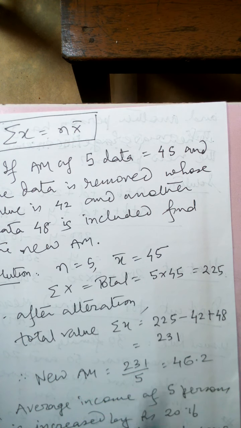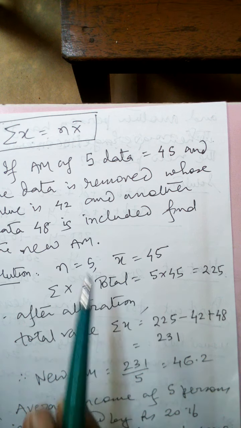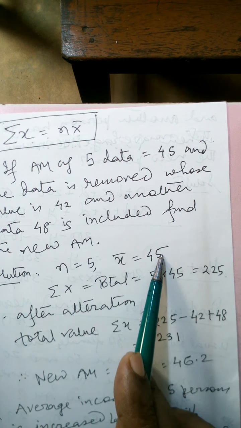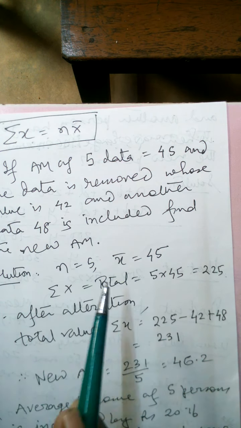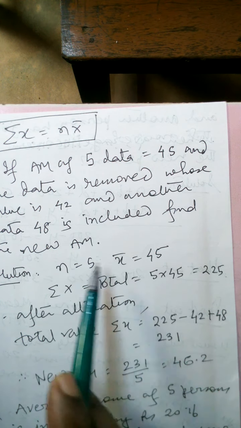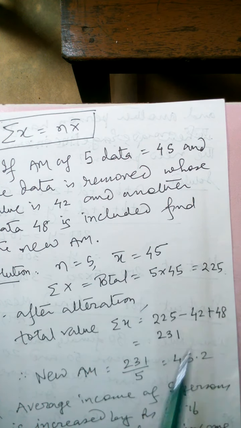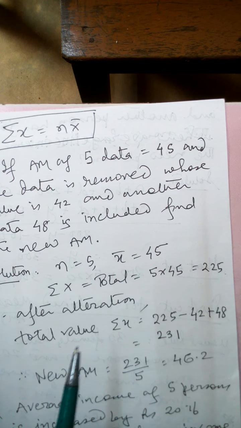Now we can do many shortcuts, but I am not doing any shortcuts. Simple thing. N is 5 and x bar is 45. So what was the total initially? Total value was 5 into 45, n into x bar. That is 225. 225 is the total value.